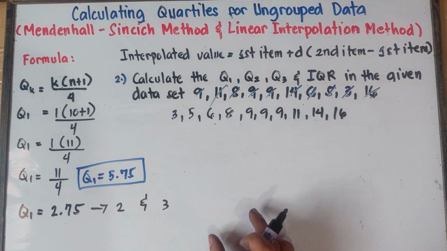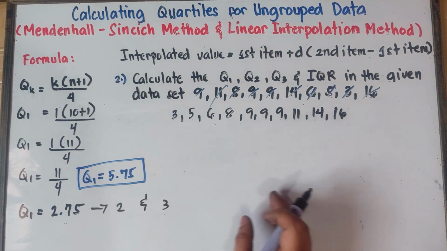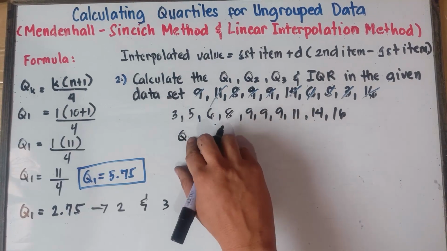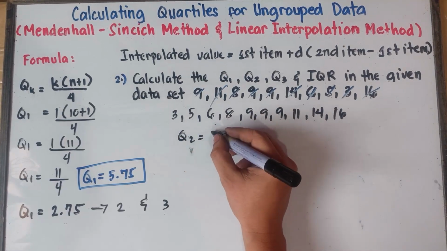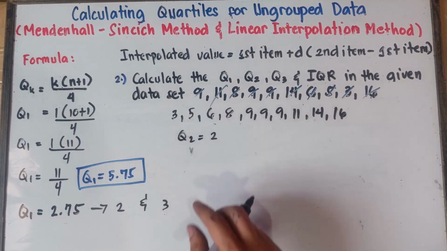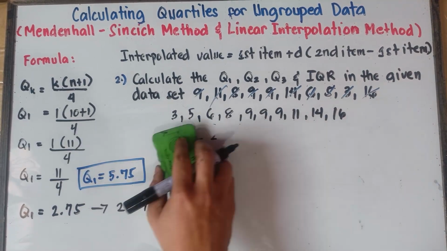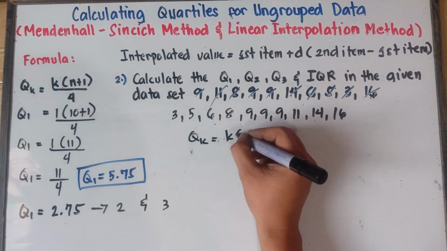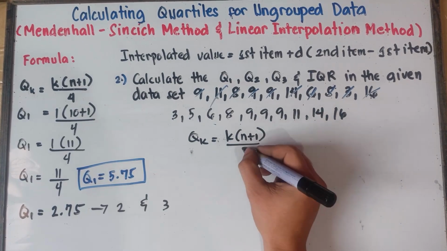Once again, class, I do apologize. I erased our solution a while ago because we don't have enough space. Alright, so quartile 2. That would be k is 2. Let me just copy the formula. So Q sub k, this one right here. Q sub k equals k times n plus 1, divided by 4.